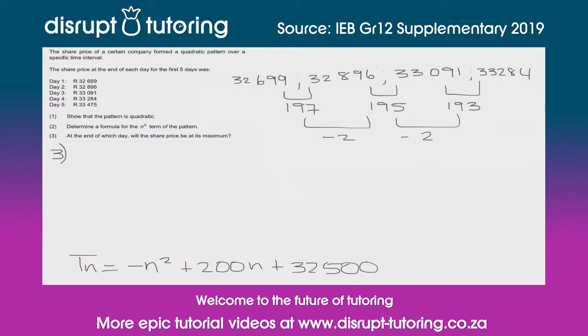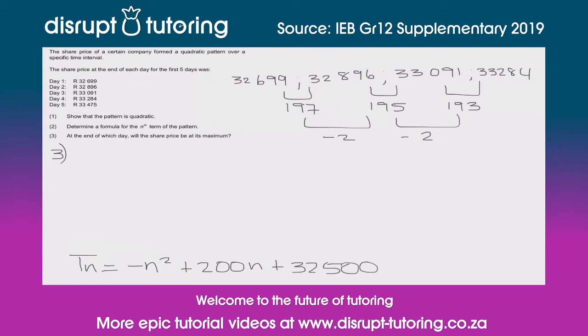And they've said to us, at the end of which day will the share price be at its maximum? Now, we know that this is the share price value, and this is the number of days that the share price is at that value. So now we need to find out when the share price is going to be at its maximum based on the historic values. All right, so let's see what we can do.